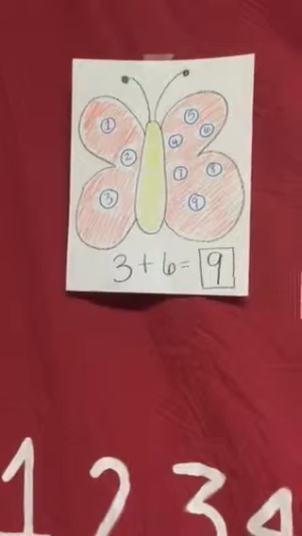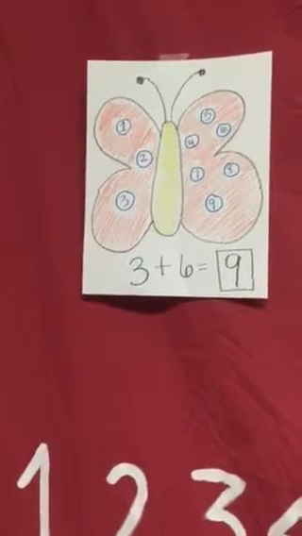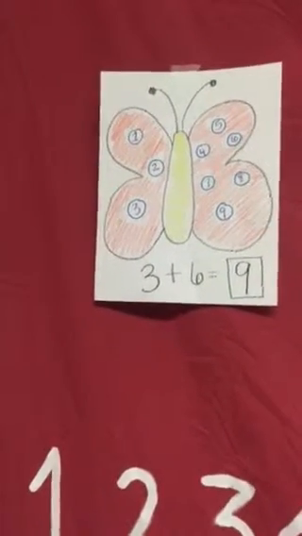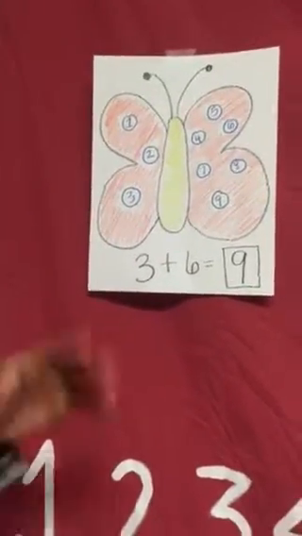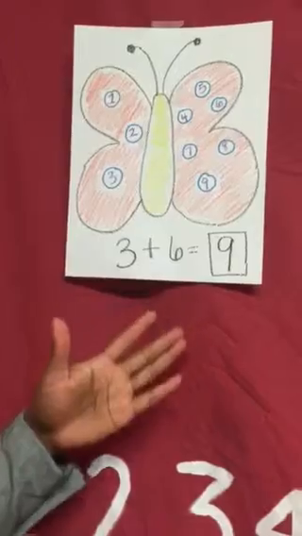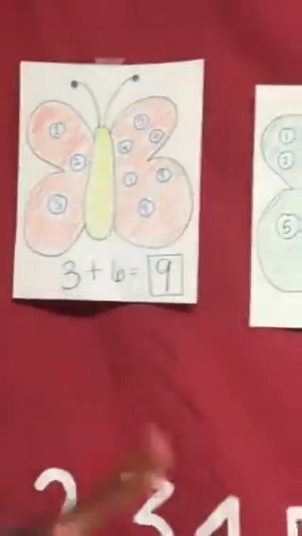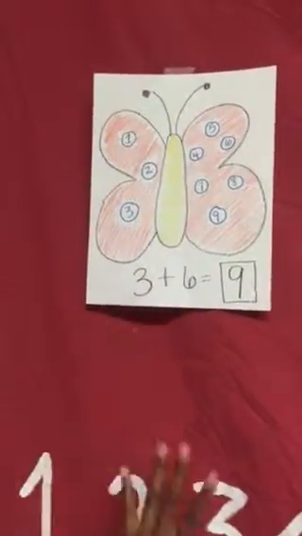And you can say, okay, if you don't want to say plus or addition with the younger kids, you can definitely say and. 3 and 6 equal 9. And so this would be me modeling what I would want them to do.